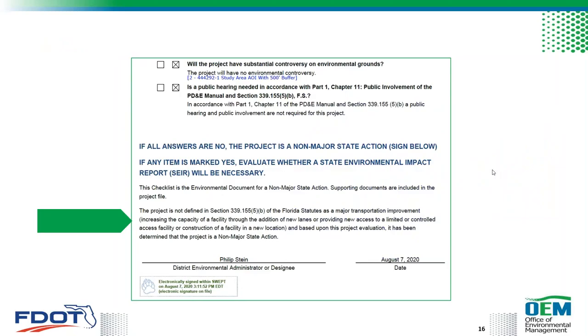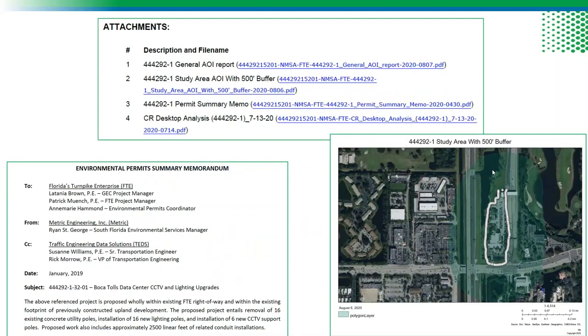And at the end of this form, there's a statement included stating that the project is not a major transportation improvement project, and based on the evaluation, it's been determined to be a non-major state action. And then the Turnpike Environmental Administrator or designee electronically signs and dates this form in SWEP. It also includes a list of attachments at the end of the form with links to the supplemental information such as figures, graphs, and summaries of the evaluation itself.